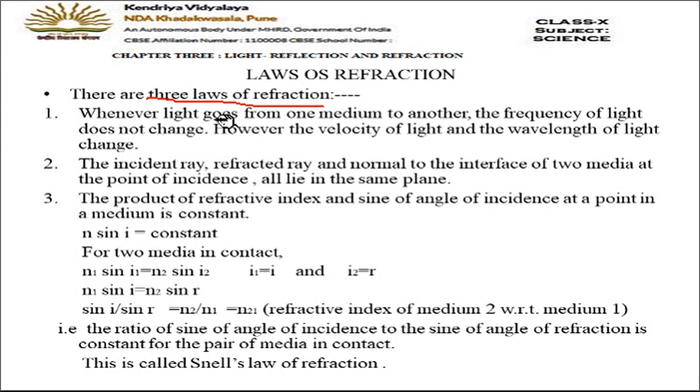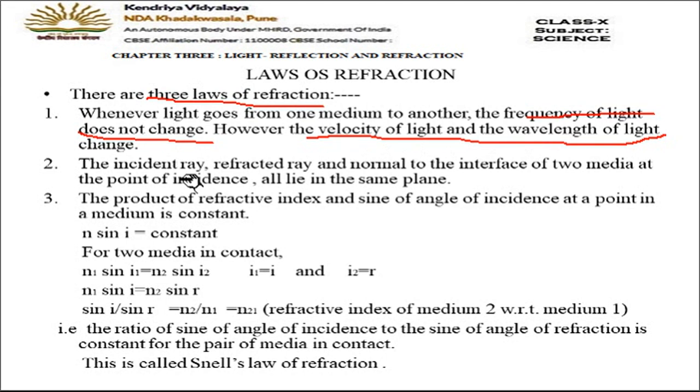First one is whenever light goes from one medium to another, the frequency of the light does not change. Means what we are saying is speed of the light is changing, but frequency of the light is not changing. However, the velocity of light and wavelength of the light change. Frequency will not change, velocity and wavelength of the light will change. This is the first law.